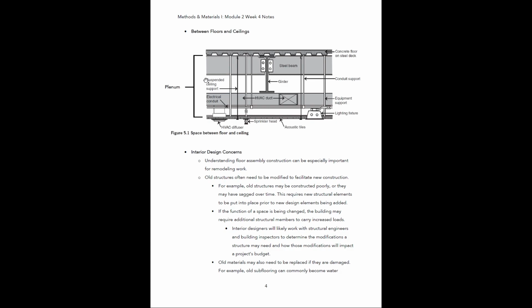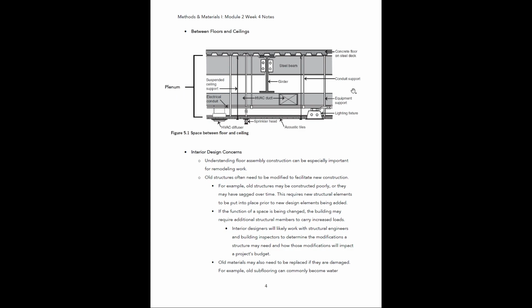I'm going to jump down here for a second. This is 2 pages later. But if you look at this, when I'm talking about a plenum space, this is a cross section of a floor and a ceiling assembly. So you can see here at the top, we have a concrete floor that's on a steel deck. And then here below at the very bottom, we have an acoustic ceiling tile ceiling. Okay. And then all this space, all this stuff between it, that is your plenum.